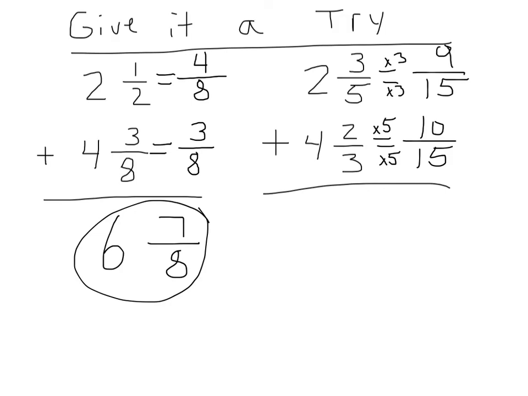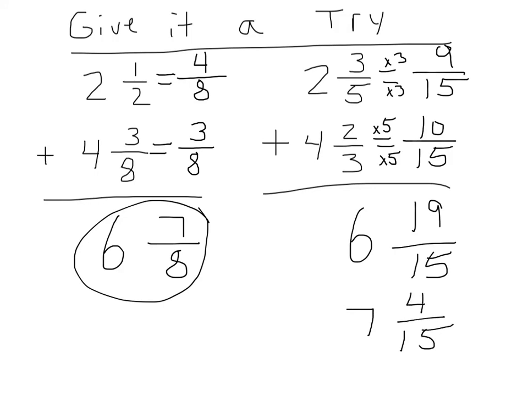9 plus 10 equals 19 over 15. In my whole numbers, I have 4 plus 2, which equals 6. So my answer is 6 and 19/15. But again, improper fraction, so I've got to make it a mixed number. 15 into 19 goes once, so that becomes a 7. 4 left over, and I have 4/15.